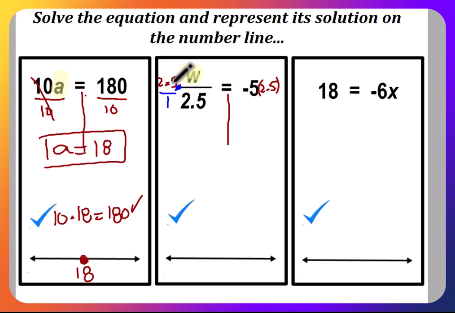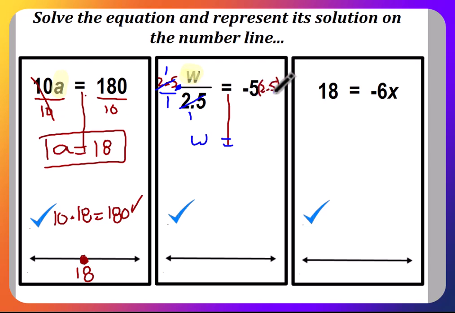2.5, 2.5. Common factor is 2.5. So 2.5 divided by 2.5 gives us 1. This 2.5 divided by 2.5 gives us 1. And now we have 1 times w, which is w, over 1 times 1, which is 1. And anything over 1 is itself. So it's just w. So the 2.5s simplify to 1. And we're left with w equals, and now multiply.